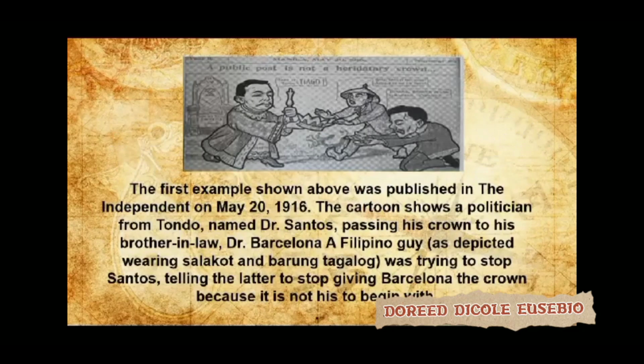The first example, shown above, was published in The Independent on May 20, 1916. The cartoon shows a politician from Tondo named Dr. Santos passing his crown to his brother-in-law, Dr. Barcelona. A Filipino, depicted wearing a salakot and barong Tagalog, is trying to stop Santos, telling the latter to stop giving Barcelona the crown because it is not his to begin with.